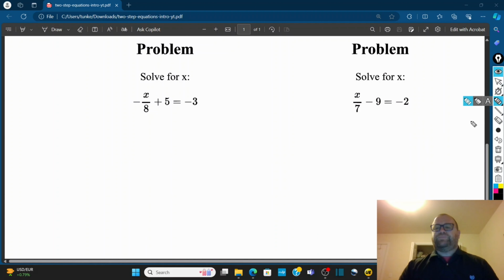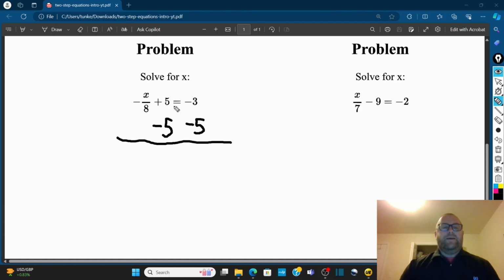All right, so this first problem here, we have negative x over 8 plus 5 equals negative 3. So the first thing, we have to get rid of the addition of 5. So we're going to subtract 5 from the left-hand side, and what we do to the left, we have to do to the right. So we're going to subtract 5 from the right-hand side as well. The plus 5 and the minus 5 on the left-hand side will cancel, and we're left with a negative x over 8 equals negative 3.